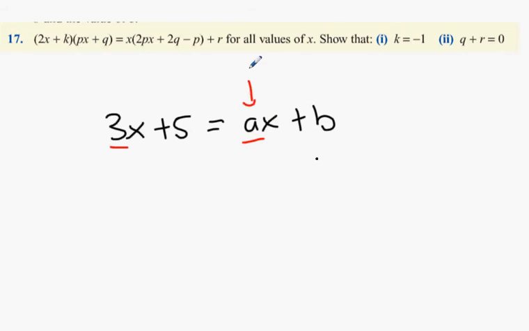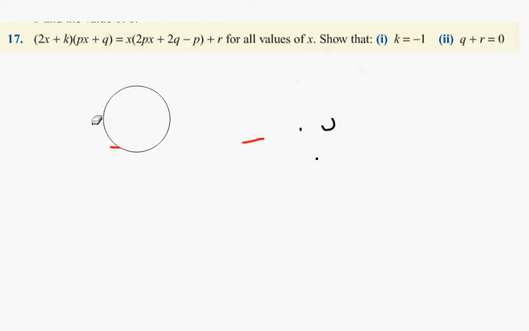That means a equals 3. There's 5 numbers on the left, which means on the right hand side there must be 5 regular numbers as well. That means b must be 5. On a really simple level, that's what these questions are. Now, obviously not going to give you something that easy.